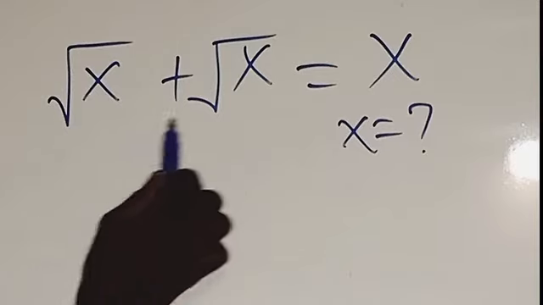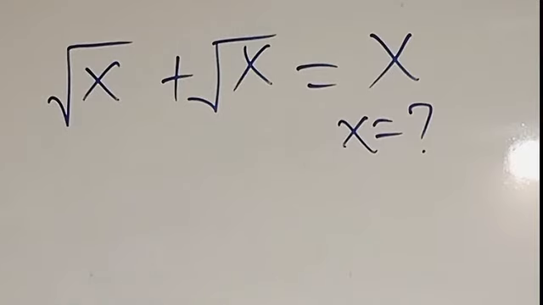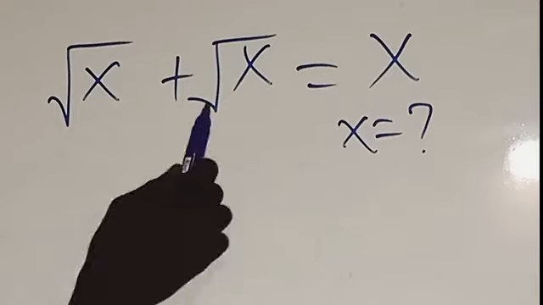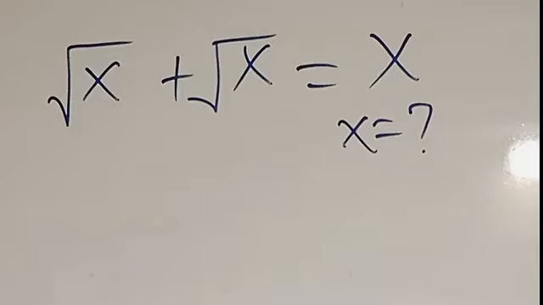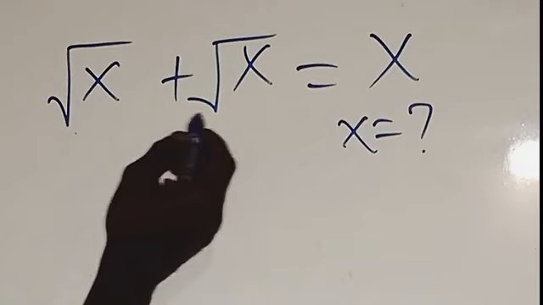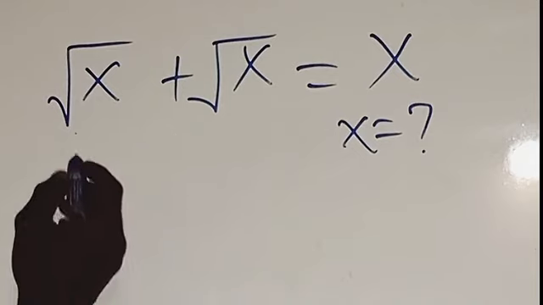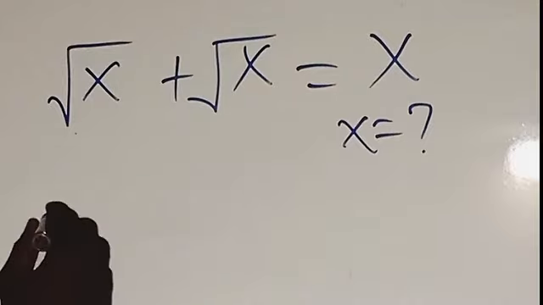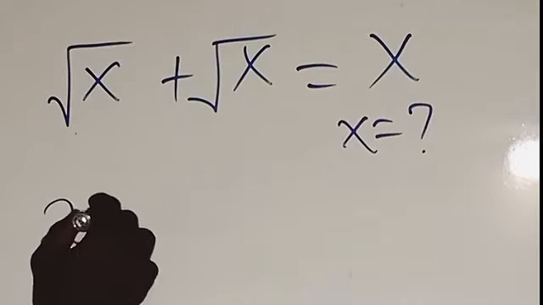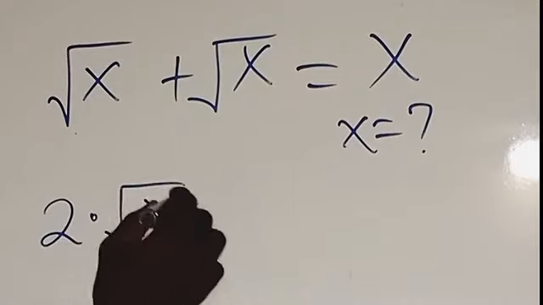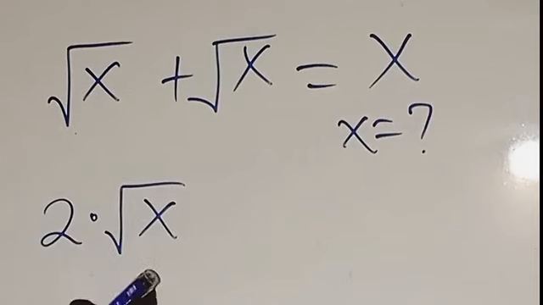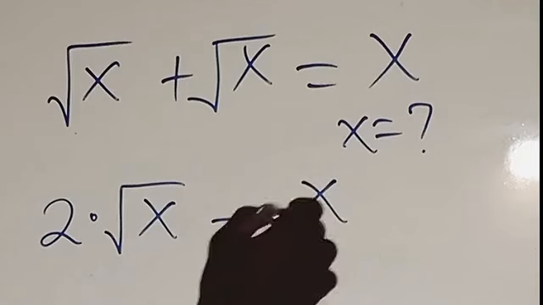So now from here you can see that on the left-hand side, the terms are the same. This and this are repeated terms, so we are going to add them together. This is like 1 mango plus 1 mango. This will be 2 multiplied by √x, that is 2 mangoes, equals x.